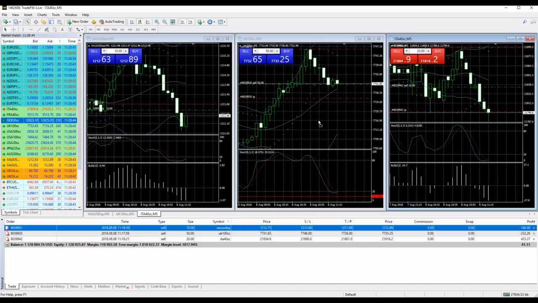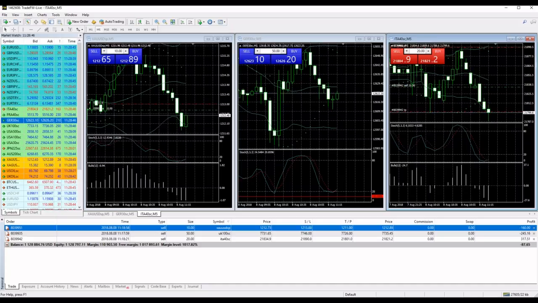So let's have a look also on DAX. Guys, I will open also a DAX position. I will open also a DAX position here. No, gold will not hit stop loss.